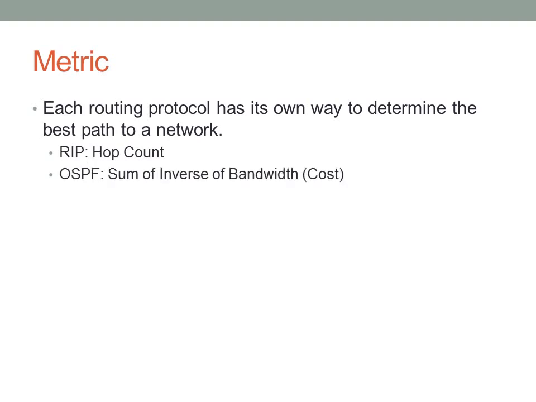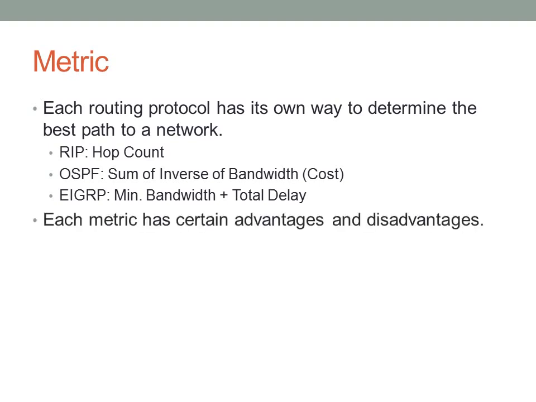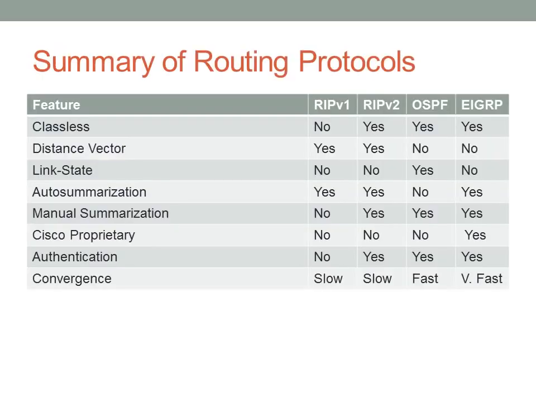With OSPF, we consider it as the sum of the inverse of bandwidth. So with a higher bandwidth, you're going to have a lower number, a lower cost. With EIGRP, it's a combination of the minimum bandwidth on the link plus the total delay across all of the links that the route has traversed. Each metric has its own advantages and disadvantages. Some are a little bit more accurate than others. Some tend to be a little bit easier to configure than others. But these are the different ways that different routing protocols represent a distance on a network.